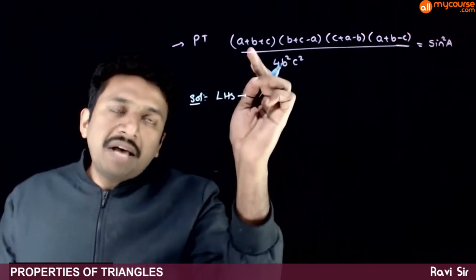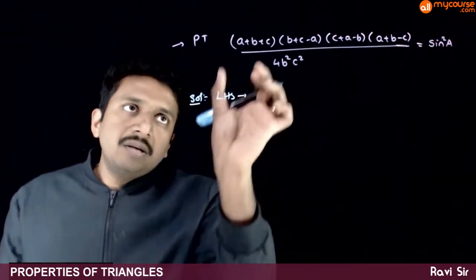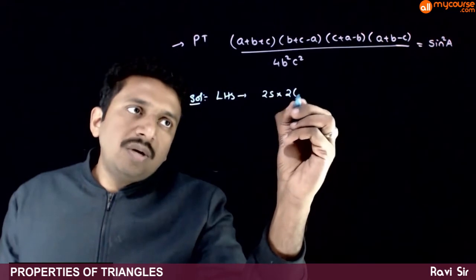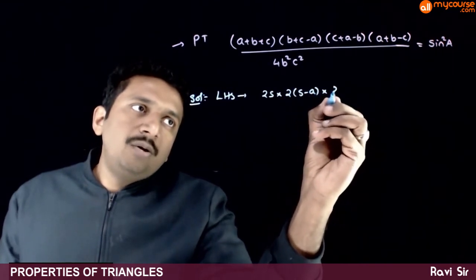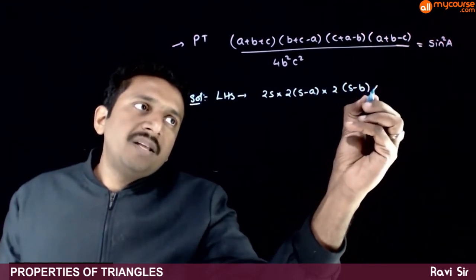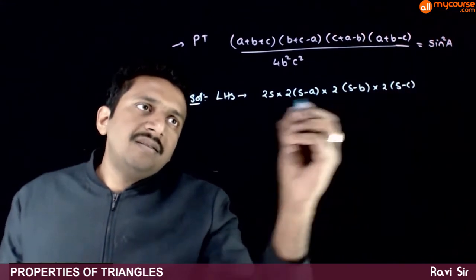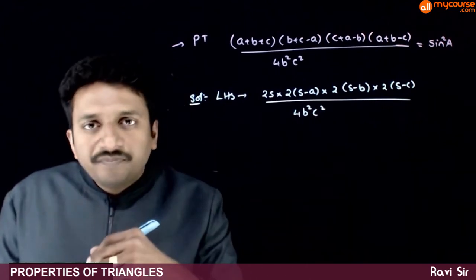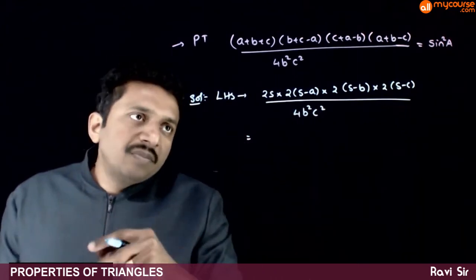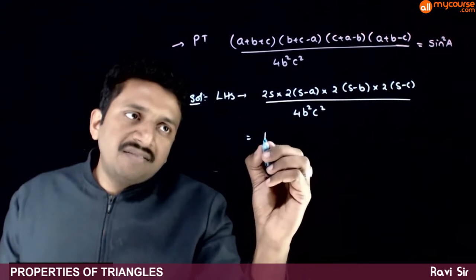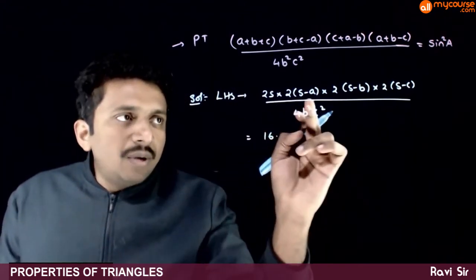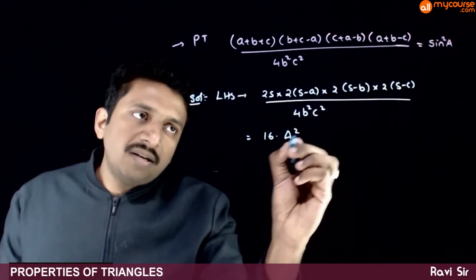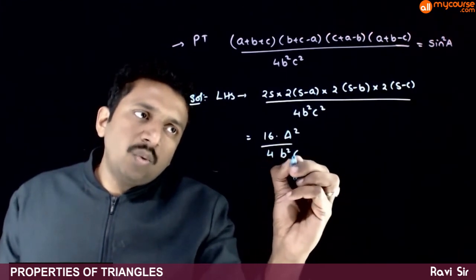The expressions that you have in the numerator are very standard expressions. a plus b plus c is nothing but 2s. b plus c minus a is 2 times s minus a, into 2 times s minus b, into 2 times s minus c, by 4b square c square. That is equal to, if you take these 2's outside, 16 s into s minus a into s minus b into s minus c. From Heron's formula, this is delta square by 4b square c square.